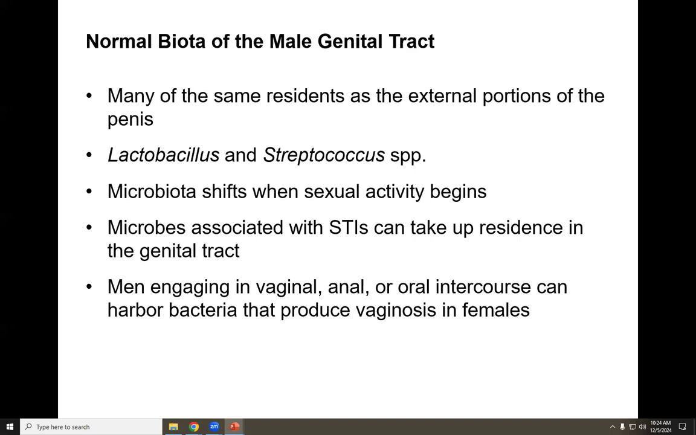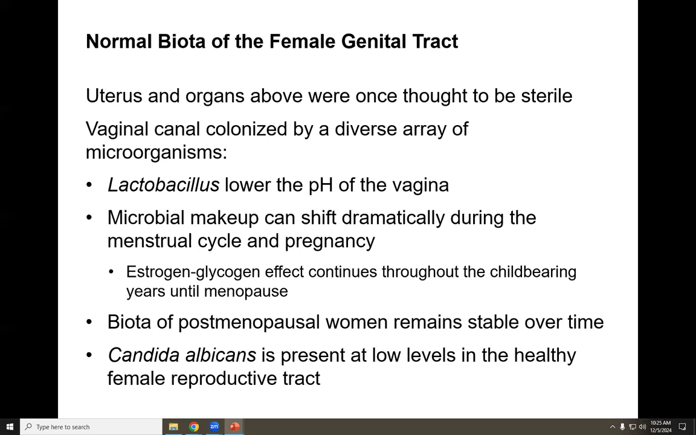So men who engage in vaginal, anal, or oral intercourse can harbor bacteria from those encounters and then produce vaginosis in females. So it's a shift in the populations of bacteria, and it just could be introduction of more bacteria, different strains, different species, whatever it is. But the new bacteria from the sexual encounters can lead to overgrowth and infection of those bacteria. We call that bacterial vaginosis, and we'll get to that in a little bit.